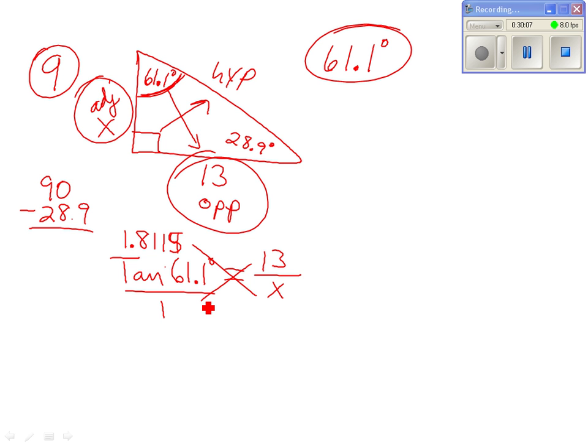All right, back to math. We cross multiply and you get 13 equals 1.8115x. Now what do we do? You divide each side by 1.8115.